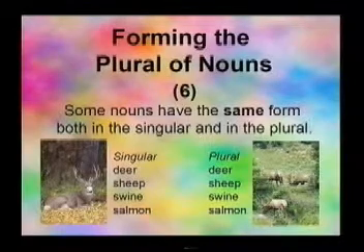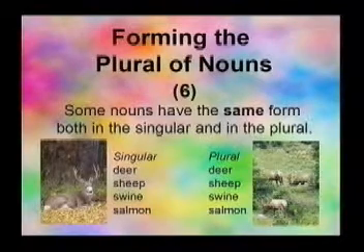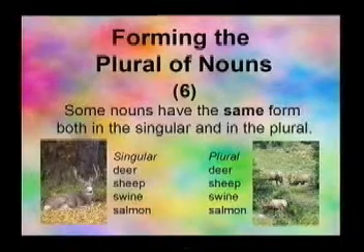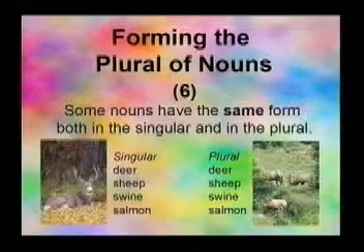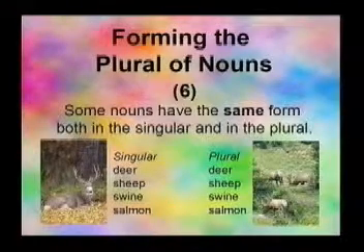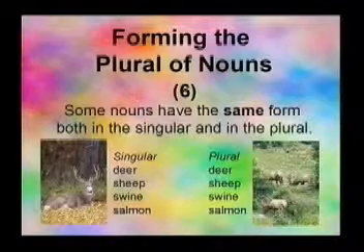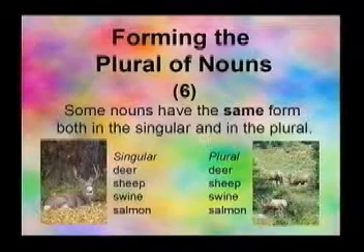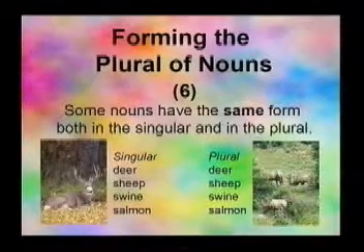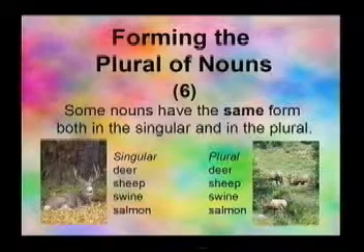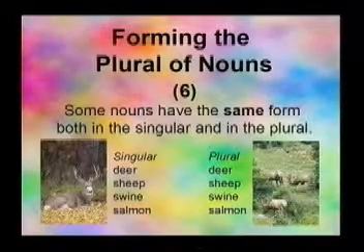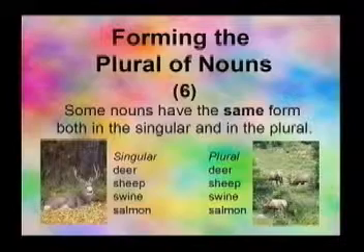Number 6. Some nouns have the same form both in the singular and in the plural. Examples. For singular, deer. For plural, deer. Sheep, sheep.